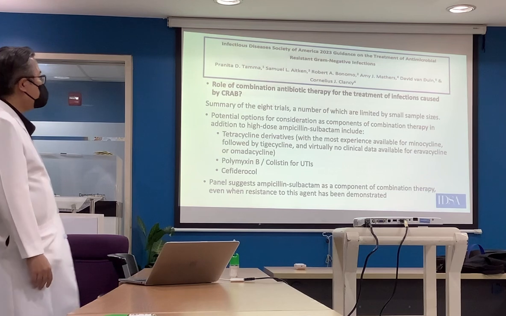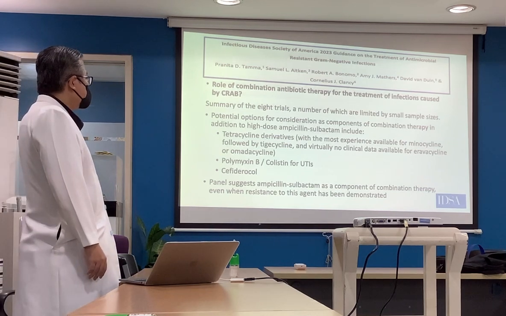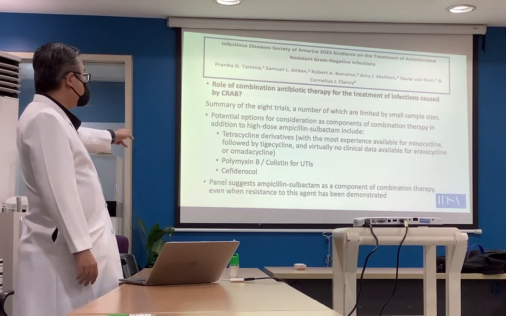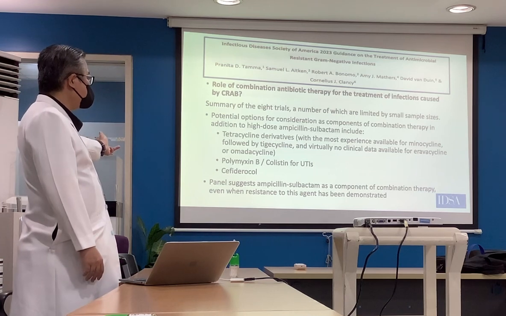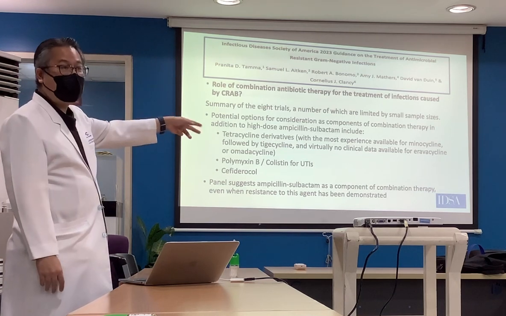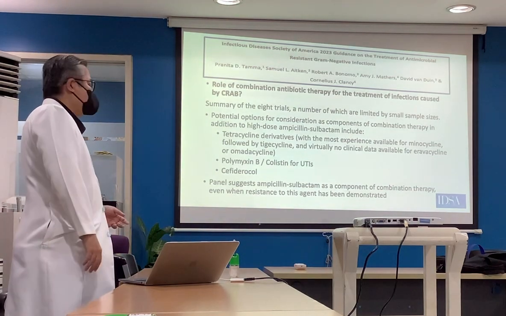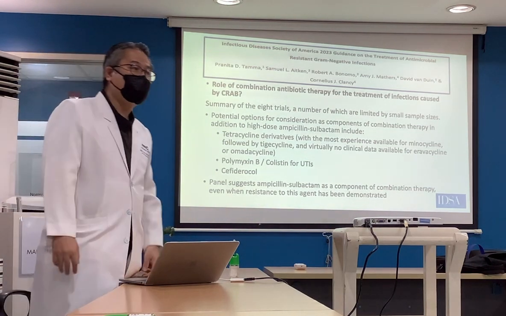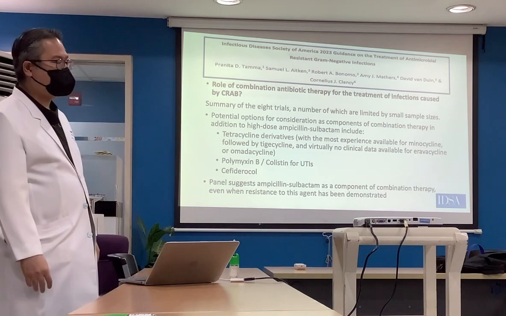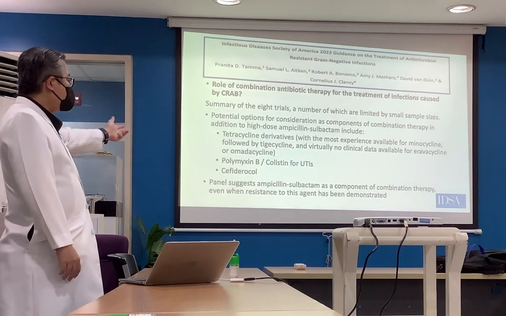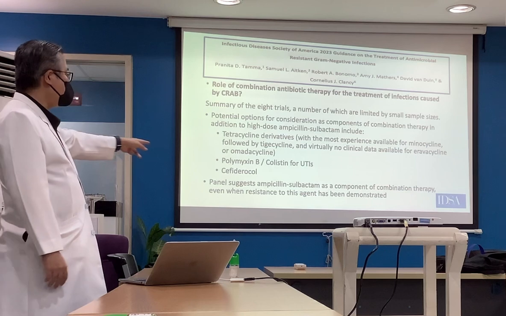So what are the potential options? Tetracycline derivatives, so tigecycline. Okay. Although most experience now was from minocycline because it's older. No? Okay, but then we don't have minocycline available. No? More of tigecycline. Then polymyxin B, colistin for UTI.